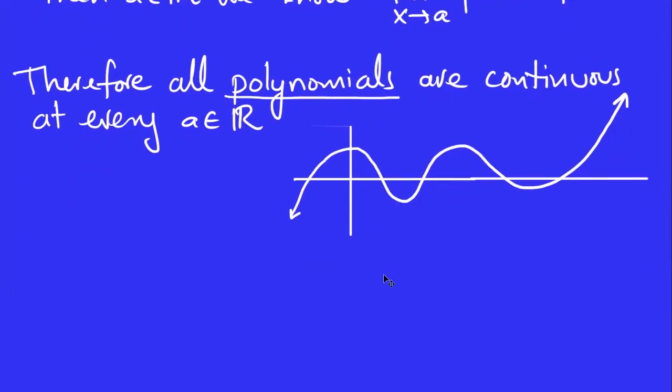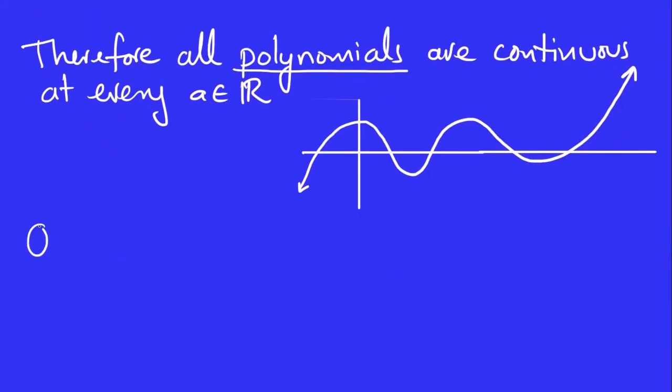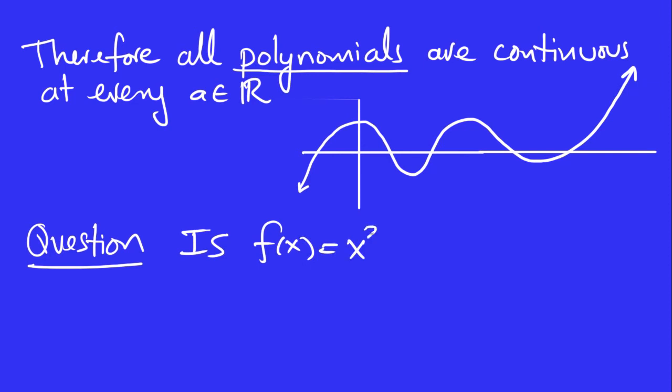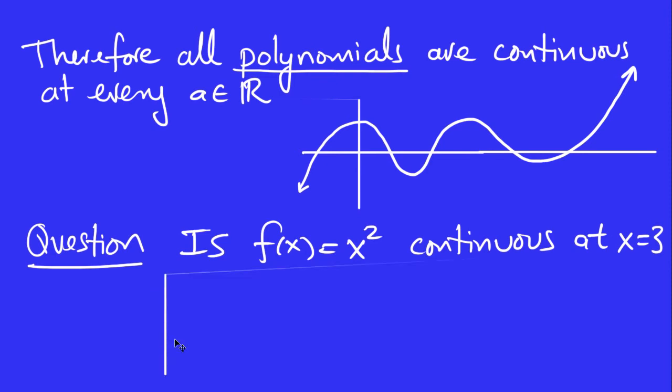So let's say somebody asked you this question. Is f of x equal to x squared, say, continuous at x equals 3? Well, do you remember the graph of f of x equals x squared? I hope so. It looks like this, right? Let me try to draw that a little bit better. Yeah, good enough.